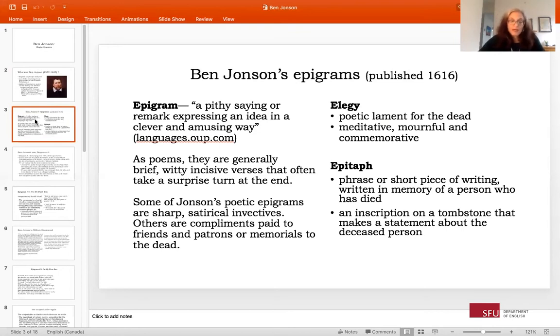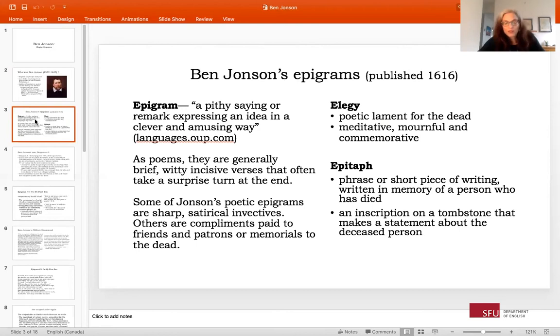An epitaph is a phrase or a short piece of writing written in memory of a person who has died. And an epitaph is what you will often see inscribed on a tombstone, and it makes a statement about the deceased person.